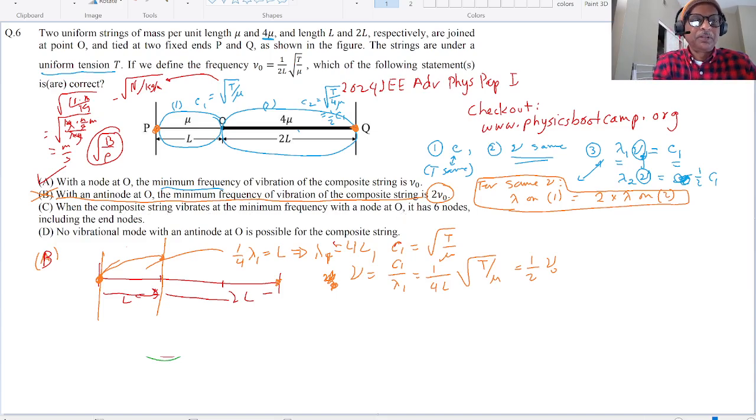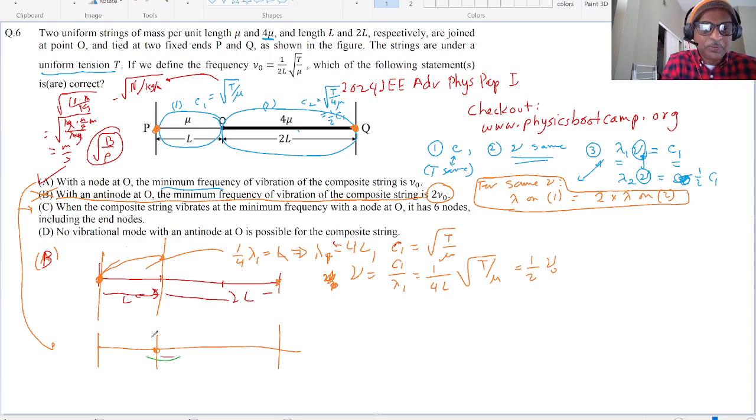And for C, I just erased the picture, so I'm going to redraw the picture. The picture for A is what it looked like: you had a node here, a node here, and a node here, and there was one wavelength here and another wavelength here. So it was like this, like that, and this thing went this way.